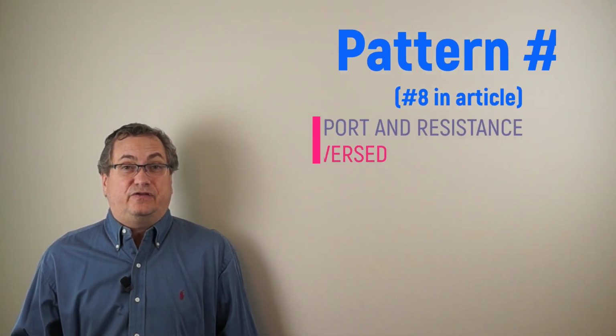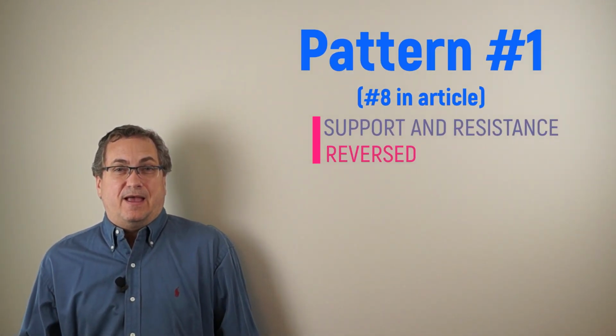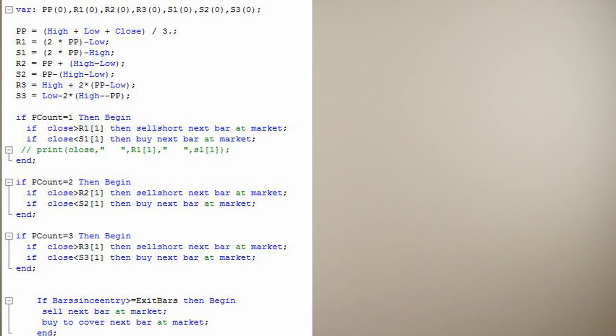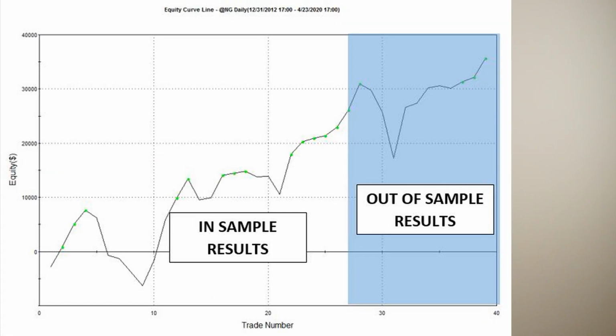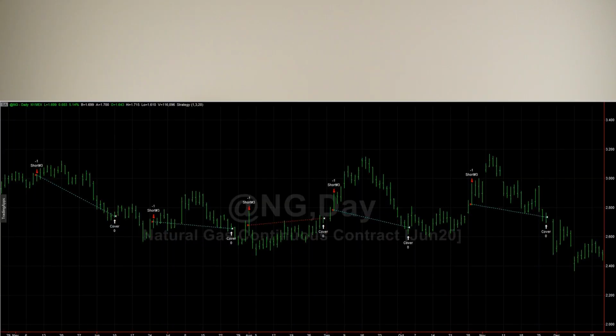Okay, so the first price action pattern is support and resistance. It's the reverse of one I discussed in an earlier video. So it works pretty well on a number of different markets. Here's a sample equity curve, and here's some sample trades to show you how that one works. It's a pretty neat entry.